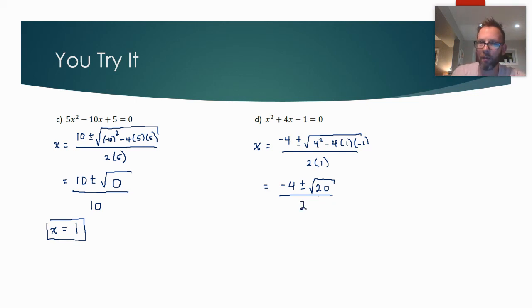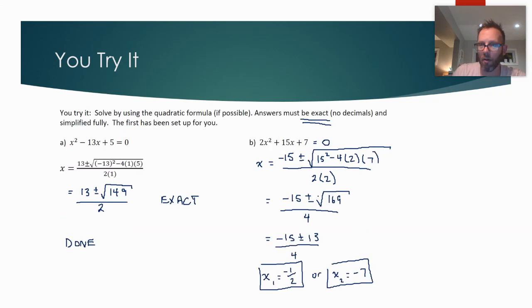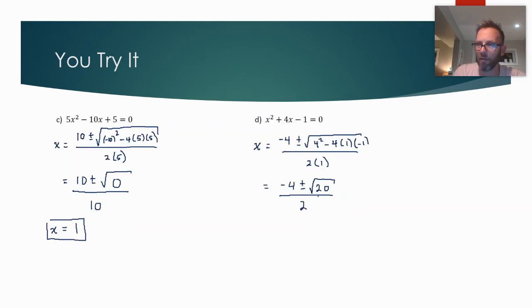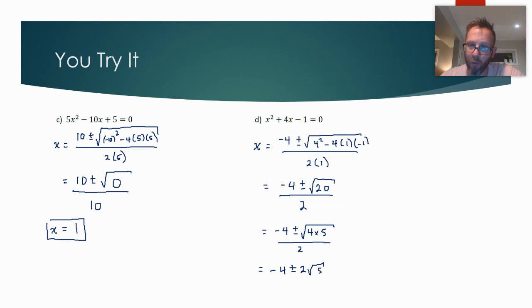Now I want to ask you guys, is this like part A, where we're done? Or can we simplify this any further? Think back to our previous lesson, the root of 20. Can we simplify that radical? And the answer is yes, we can. We can write 20 as 4 times 5 and reduce that a little bit. The root of 4 is 2. So we get negative 4 plus or minus 2 root 5 on top over 2.